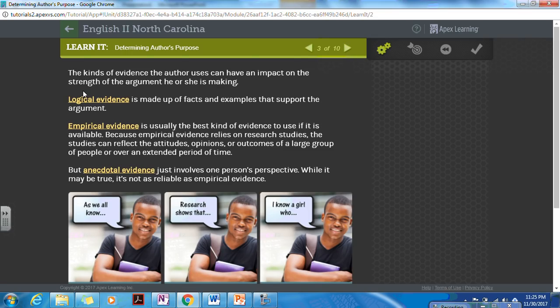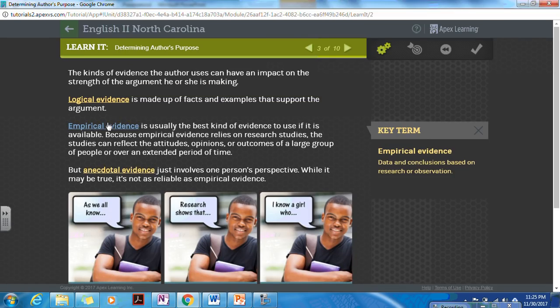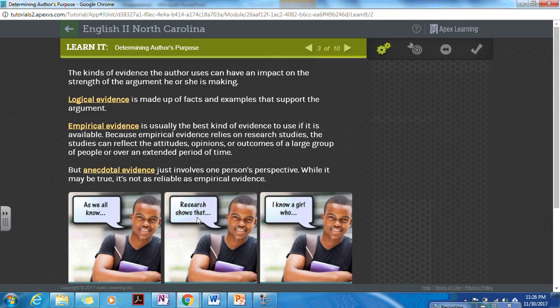Now, once again, we want to make sure we understand. We have logical. That's like, for example, as we all know, that's logical. Empirical is research. Research shows that, or this statistic according to the survey. And then anecdotal, I know somebody who. So you want to decide which one you use. And the evidence the author uses is just going to strengthen the argument that he or she is making.